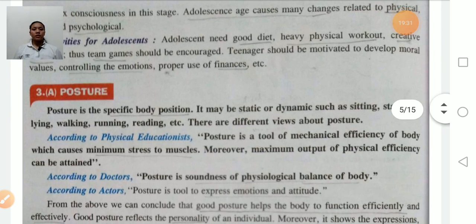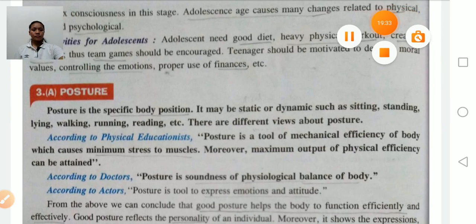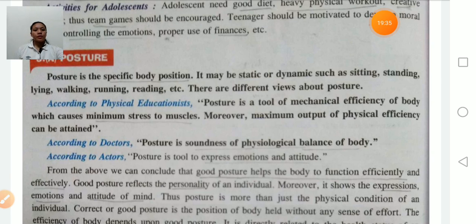Next is posture. Posture is the specific position of the body. The pose or position of a body is known as posture. It may be static, meaning fixed, or dynamic, meaning in motion, such as sitting, standing, lying, walking, running, reading, etc.